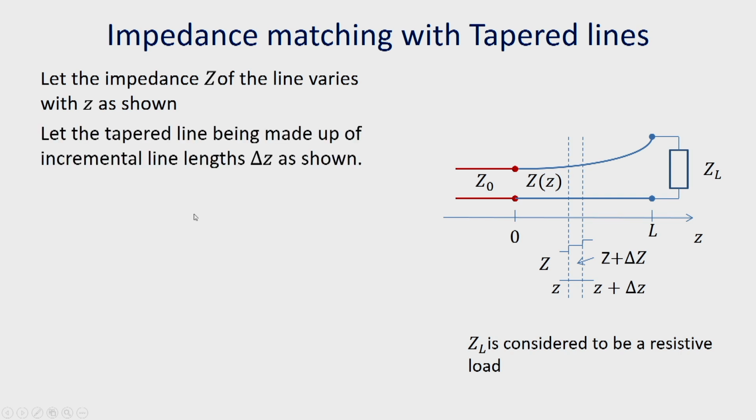Now, what can we do? We can consider this tapered line being made up of incremental line lengths delta z as shown.